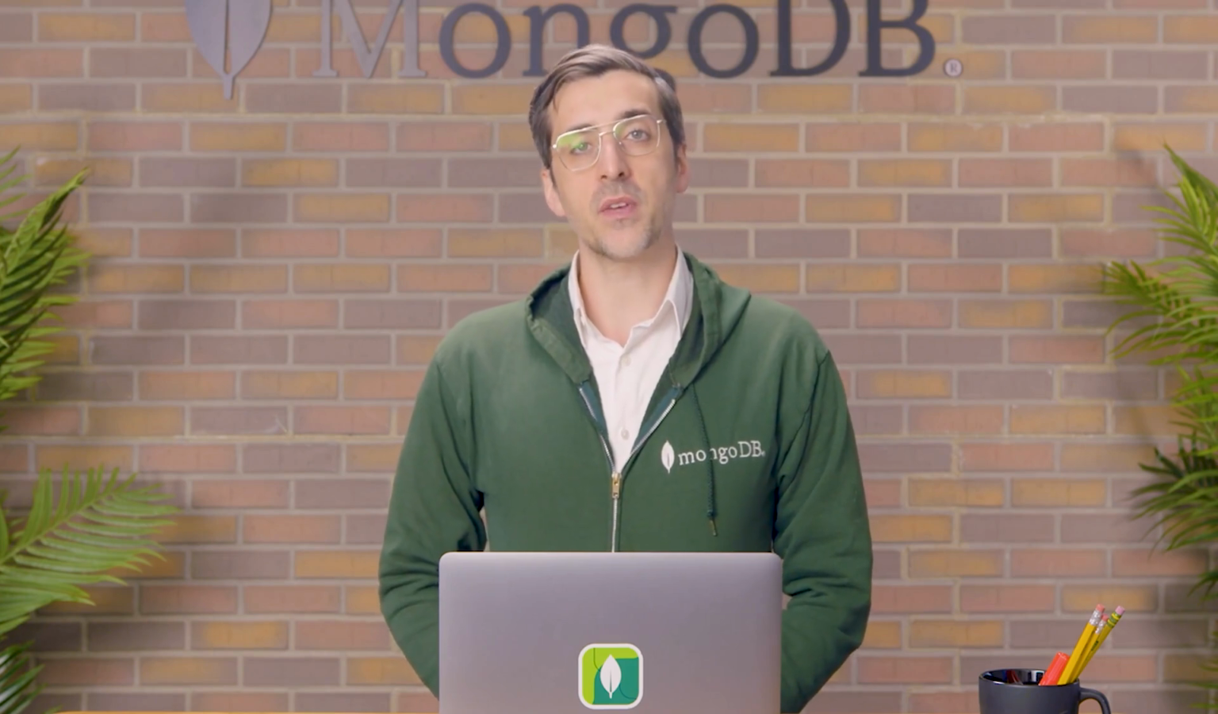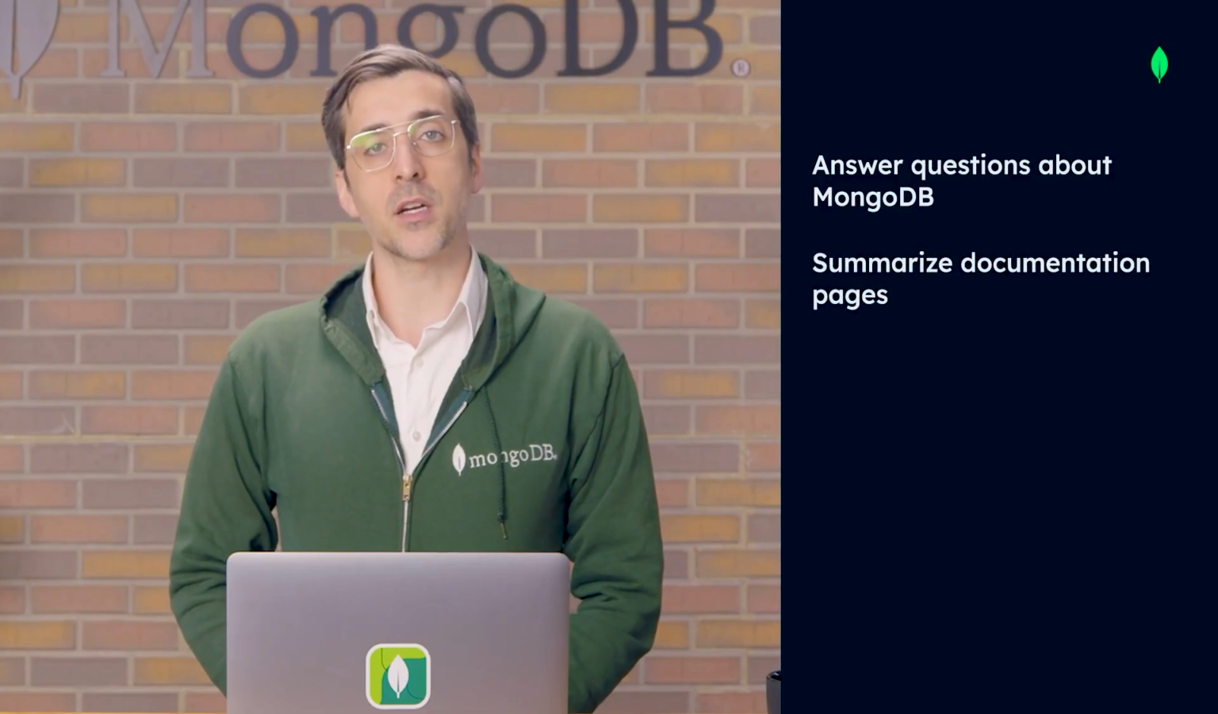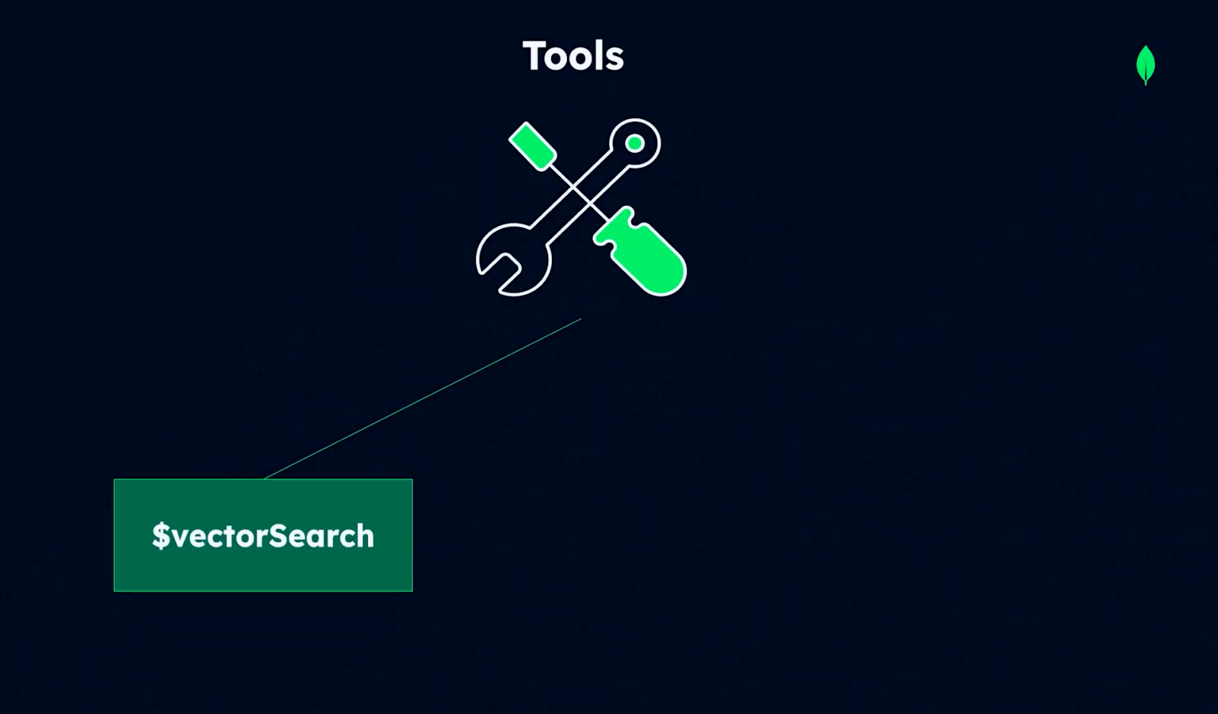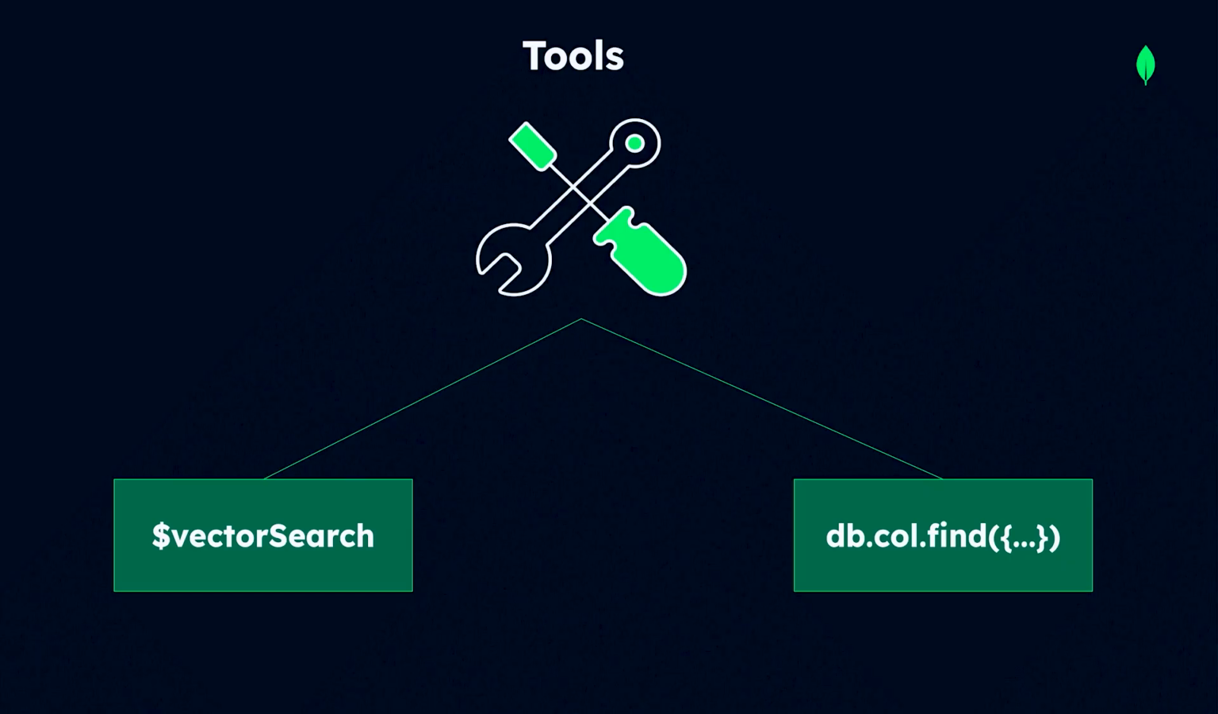Now that we know a little bit about agents, let's talk about the specific agent we'll be building. We're creating a straightforward agent that performs two tasks: answering questions about MongoDB and summarizing MongoDB documentation pages. To accomplish these tasks, our agent will use two tools. First is a vector search tool that finds relevant information in our MongoDB knowledge base to answer specific questions. And second is a tool that runs a find command to locate entire documentation pages by their title for summarization.